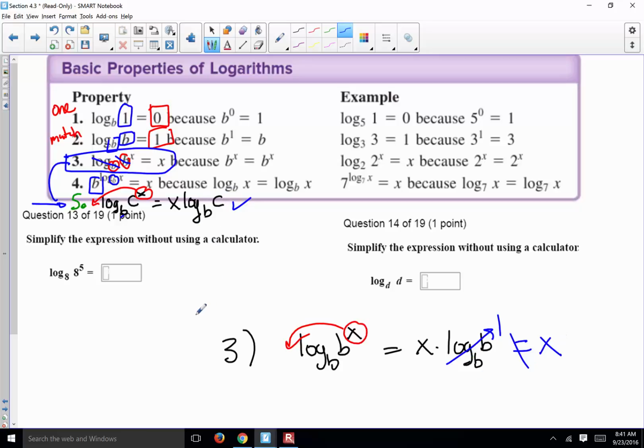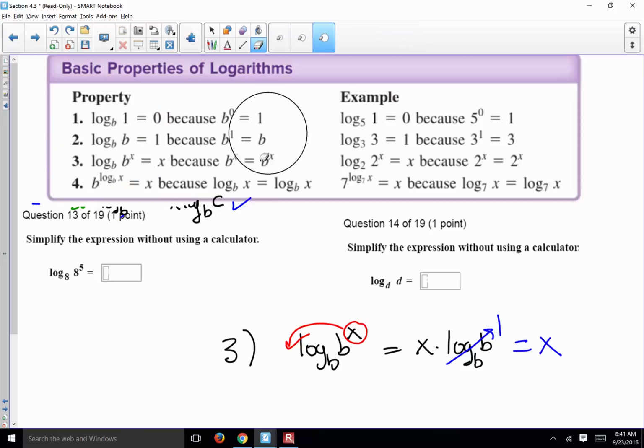Alright, let's do the next 3 questions very fast because these are no-brainers. You don't have to do computation. Again, you do not have to change this into an exponent. You can now answer these by using one of the rules in the list. Which one?